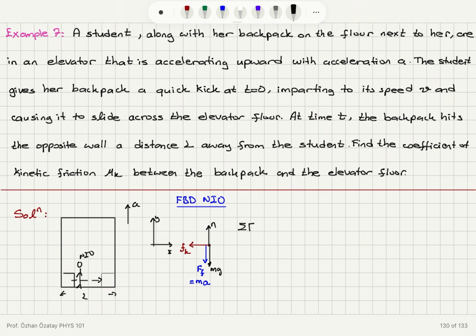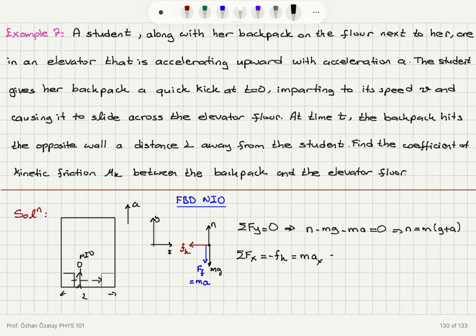According to the student, there is no motion on the y-axis. Net force on y is 0. Therefore, normal force minus mg minus ma, the fictitious force, is equal to 0. So the normal force is m times g plus a. The net force on the x-axis is just kinetic friction, minus Fk, and that is equal to mass times acceleration on the x-axis, because it's actually decelerating. It starts with a speed v and stops on the other side. That means it's decelerating, so the acceleration will be negative.